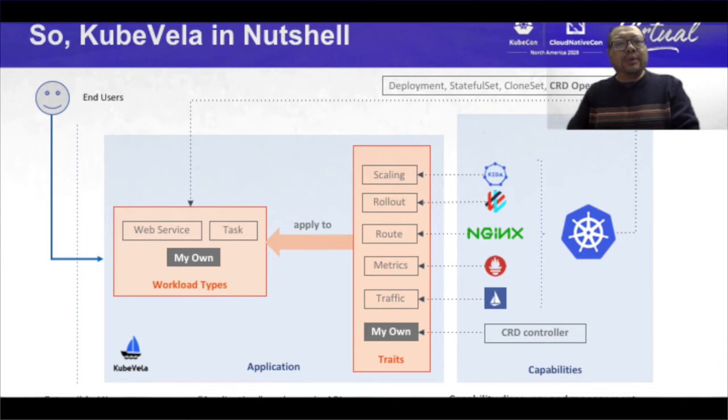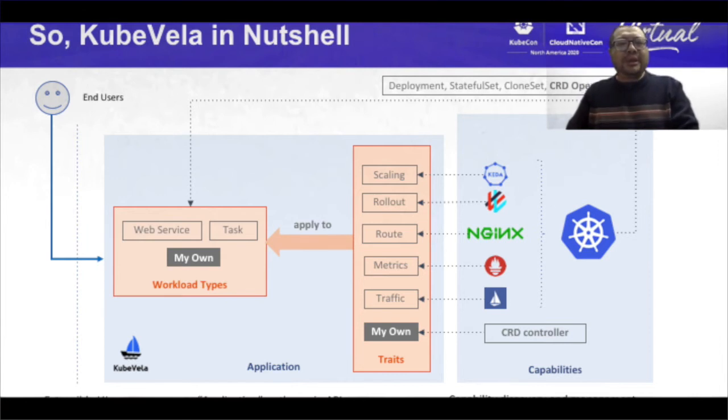Now, what we have for the users is they're dealing with applications, right? So they're dealing with workloads and traits. What are workloads? Workloads are things that are runnable. It can be a pod, it can be a task. It can be a job, right? And it can also be a remote cloud service. What are traits? Traits are operations that you want to attach to the workloads. Things like scaling, rollout, routes, etc. These traits don't exist by themselves. They have to be tied to a workload to take effect, right? So these are called traits. The term comes from Rust.